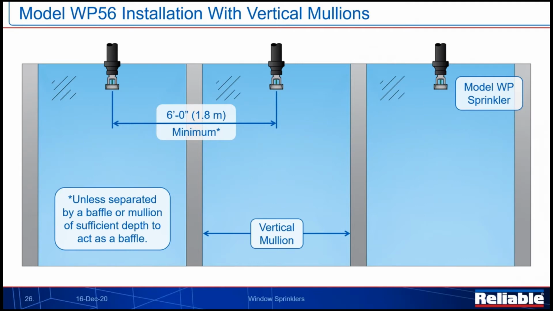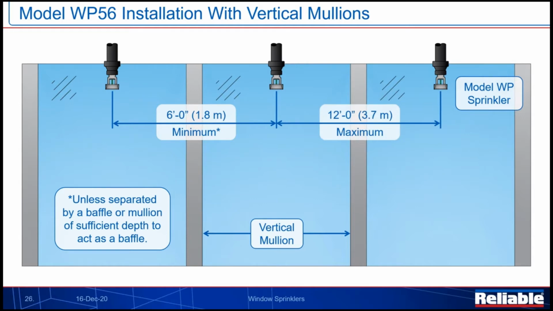We can get around that 6 foot minimum, assuming that there's some type of baffle of sufficient depth, and that sufficient depth is going to go to the back of the deflector. This is going to allow us to consider them separated and then space them closer than 6 foot apart.